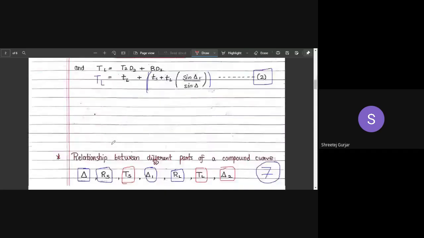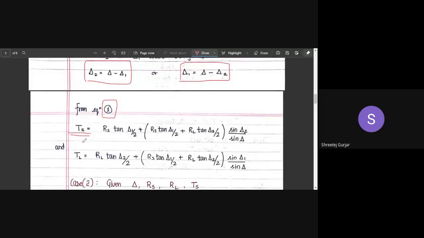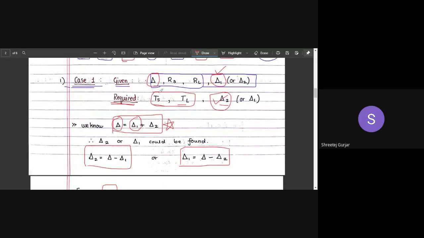That is how you can calculate TS. We have RS with us. Delta 1 is known. All the terms are known: delta 2, delta, RL, RS. Hence, we can substitute and calculate TS. Similarly, for TL, we can substitute all these values and calculate the tangent length for the longer curve. Hence, we have calculated TS, and also TL. So all these terms are done. Hence, our case 1, we have successfully solved. If you have understood, please raise your hand and let me know.